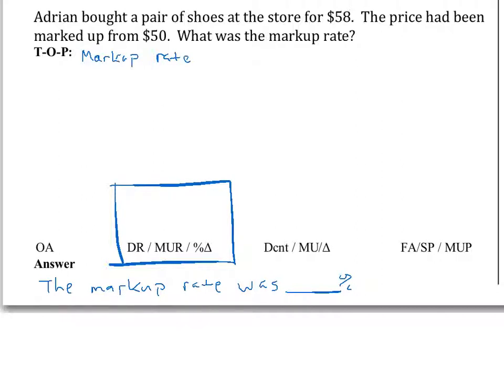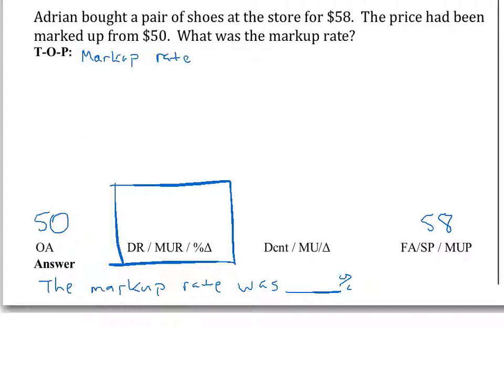Yeah, the 58 is the final amount. That's how much he finally paid for it. Okay? So you got to be really crystal clear and think about the situation as you're reading it to make sure that you get that information in the right place. The original amount was what? $50. So that's what the store bought it at. And then they marked it up to $58 to sell it.